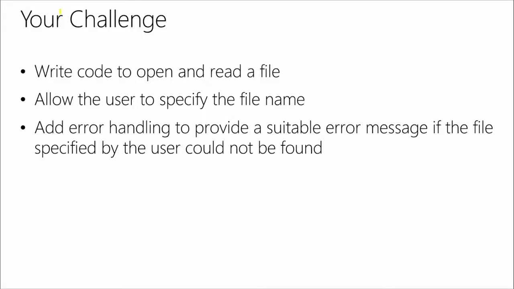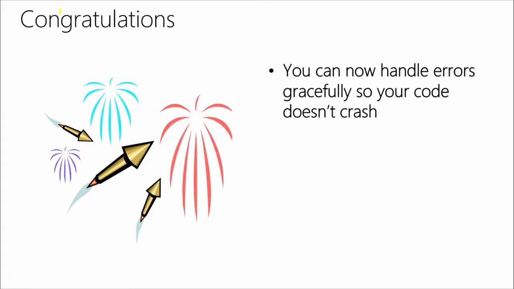So your challenge for error handling, should you choose to accept it: write some code that will open a file and read the contents. Allow the user to specify the file name, which means there's a possibility that they'll type in a file name you can't locate. So you're going to need to write error handling to gracefully handle the possibility of a user entering a file name that you can't locate. Exactly. So now you can gracefully handle errors so your code doesn't crash.